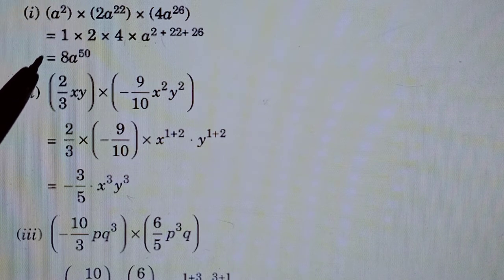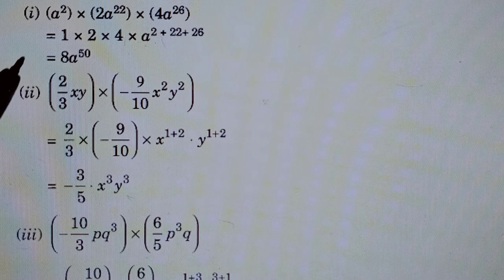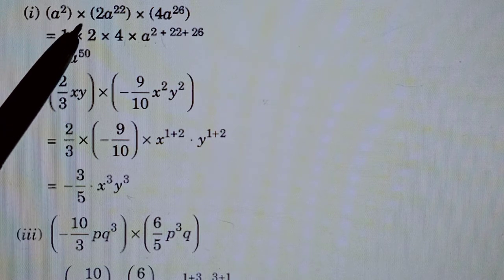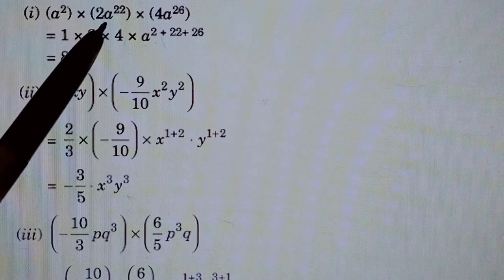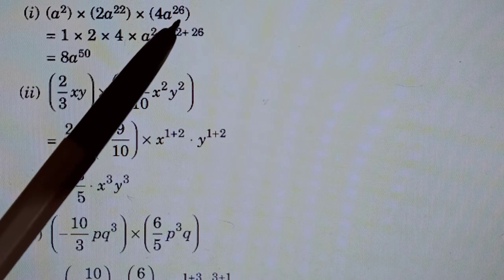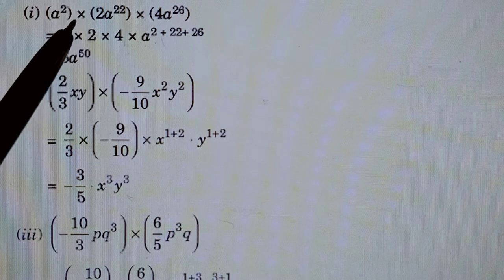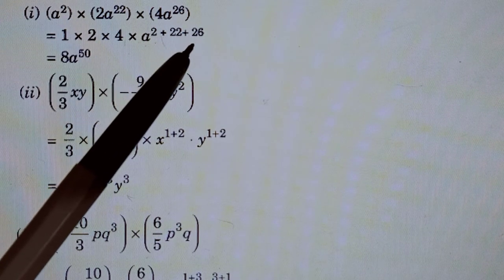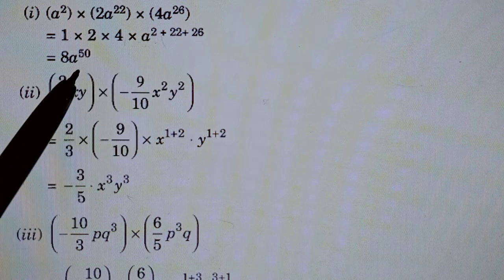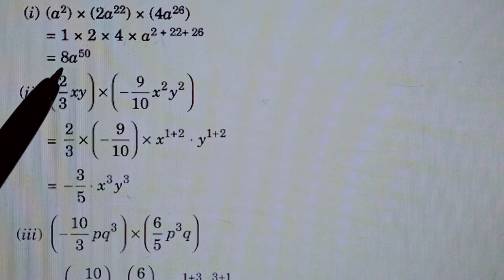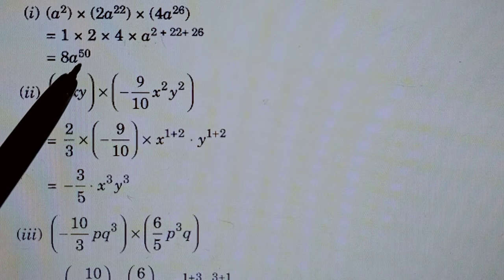And then you see if you have the same variable, you add the powers. And if you have unlike variables, you write them next to each other. So in this particular one, it so happens all are a's only. a to the power of 2, a to the power of 22, a to the power of 26. So all the powers will be added. So total, a to the power of how much will we have? 2 plus 22 plus 26. Okay, so your product is coming out to be 8a to the power of 50.